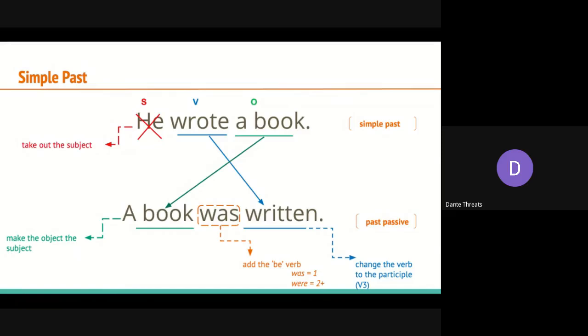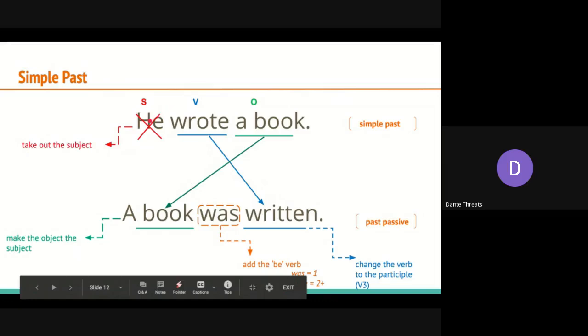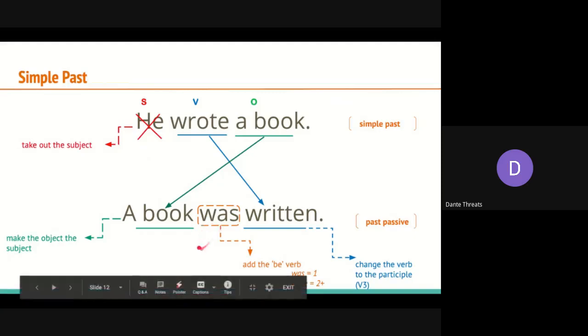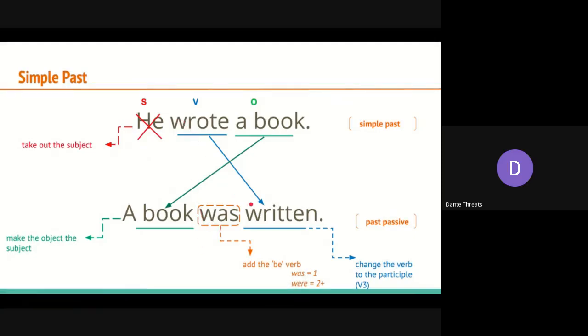So lastly, we just go over this one more time. First thing we do, take out the subject. Okay, he wrote a book, all right? A book was written, yeah? We take out the subject, okay? We make the object into the subject, okay? Then we add the be verb and then change the verb to the participle, okay?